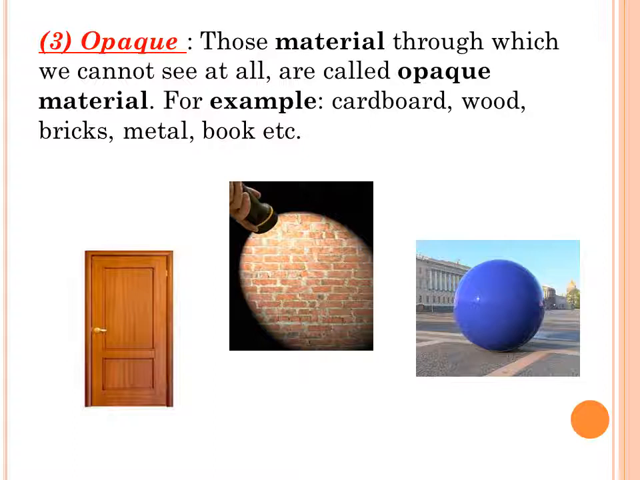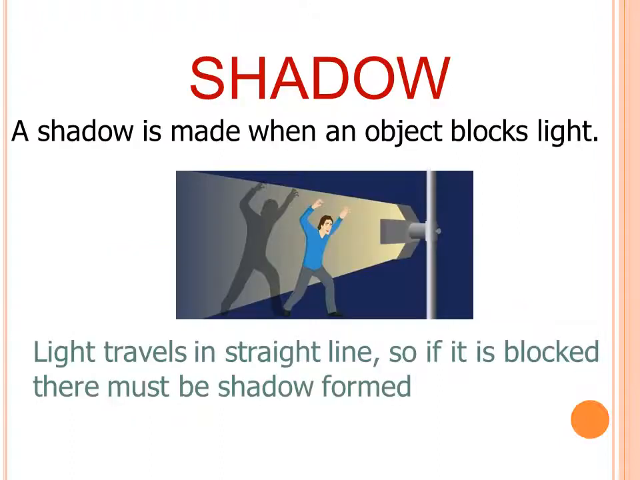And to tell you, due to this opaque material only, a shadow can be observed, which we will talk about later. Okay, so we have a door, bricks or a wall, we can say. Then we have a ball. We can't see the whole part of the building because the ball has blocked it. Okay, now let's move towards shadow.